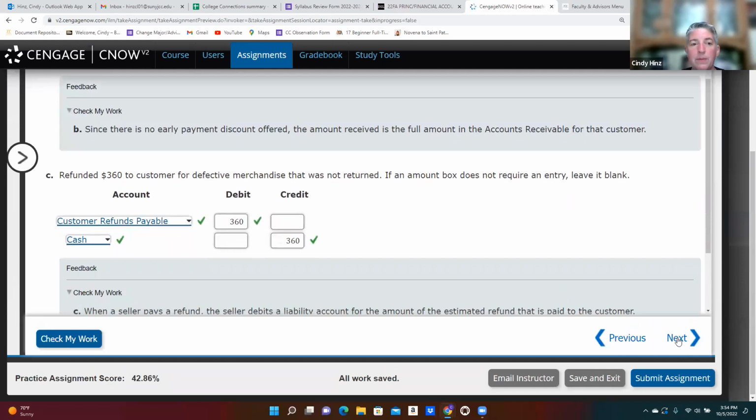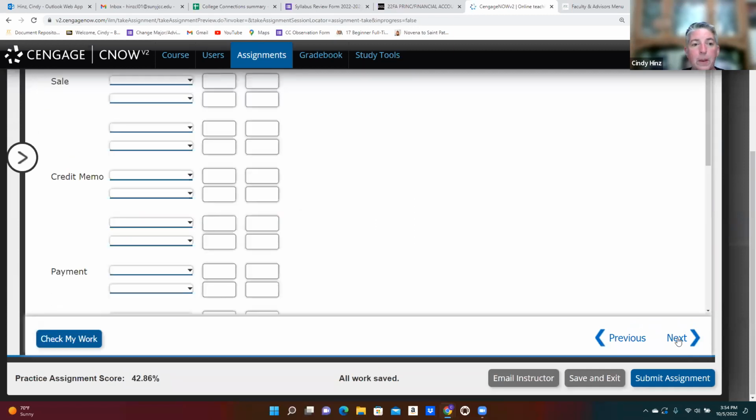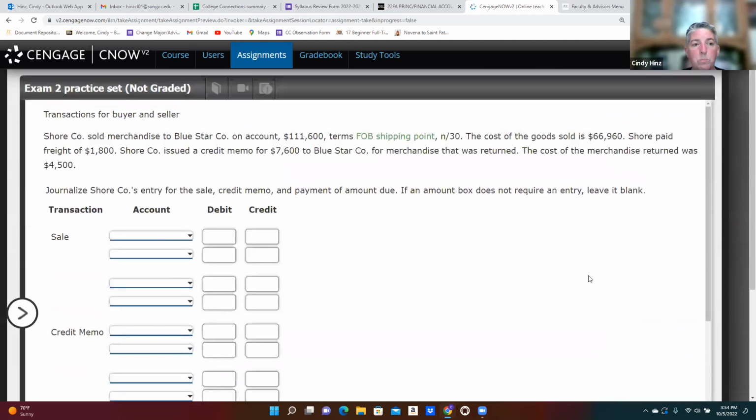Okay, let's keep going. This exercise, I really like this kind of exercise that has you play the part of both the buyer and the seller, so you can see how the two sides of the transaction, the two parties involved, would record the same events from different viewpoints.